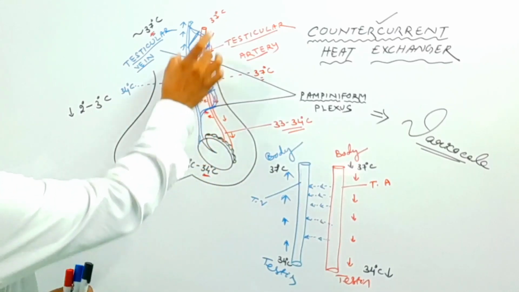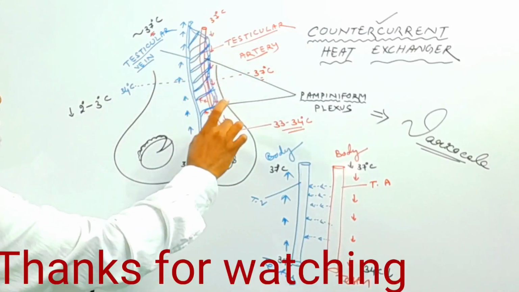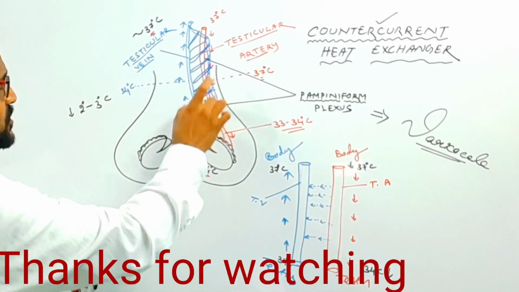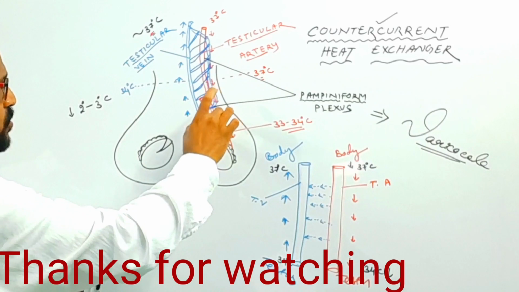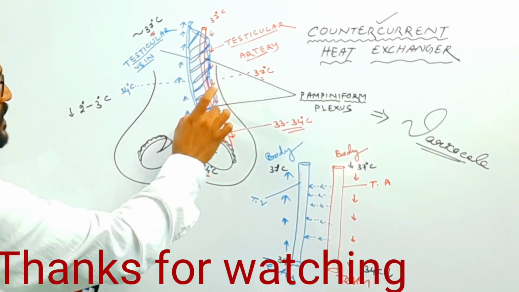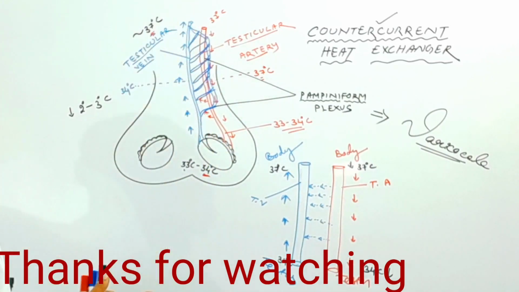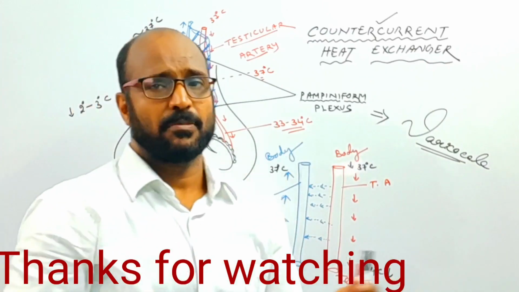And such arteries and veins run along the spermatic cord, which is the part through which they enter the body through the inguinal canal. So this is the whole thing about it.